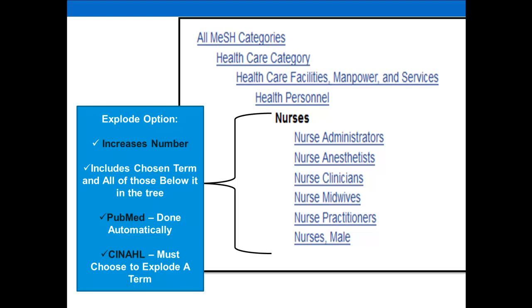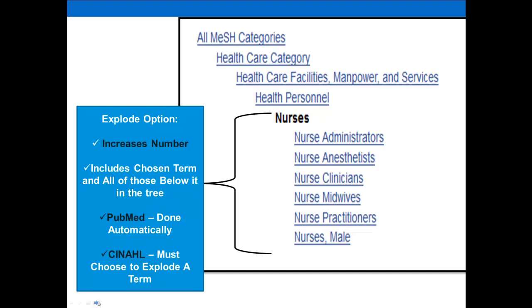If you do nothing, it'll not only search for nurses, but it will search for everything, which will give you a broader search. In CINAHL, it won't do that. In order to explode in CINAHL, you must go into the CINAHL heading entry and tell it, I want to explode this term. If you don't, it will just search for the given CINAHL heading that you have chosen.